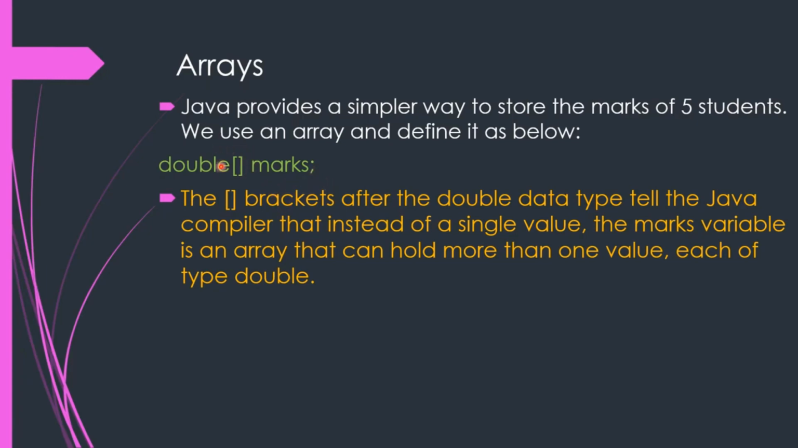Now, why have we used these brackets here? The purpose of these brackets is to indicate the array, because marks is a variable. But how will the Java compiler know that this variable is not storing only one single value? It will be used for storing multiple values of the same data type, which is double. So for this purpose, we have used these brackets so that the Java compiler can know that we are using an array instead of a variable, and an array can hold more than one value. This is how we define the array.